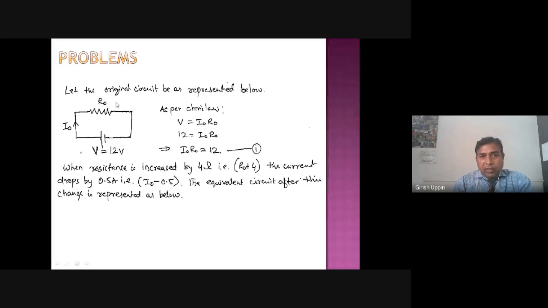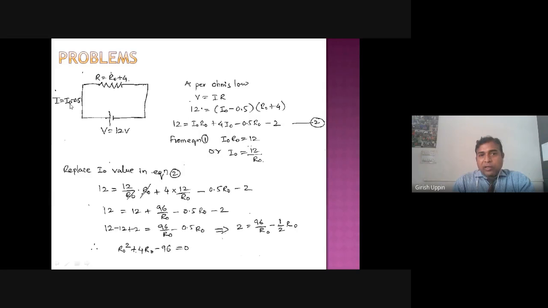And similarly, 1.5 is the current, so you can easily guess what the new current would be. It would be 1 ampere. 1.5 minus 0.5, 1 ampere. How to verify? R naught is 8, 8 plus 4, 12 ohms. I is equal to V by R, V is 12 divided by 12, that is 1 ampere. That is how it reduced by 0.5 amperes.